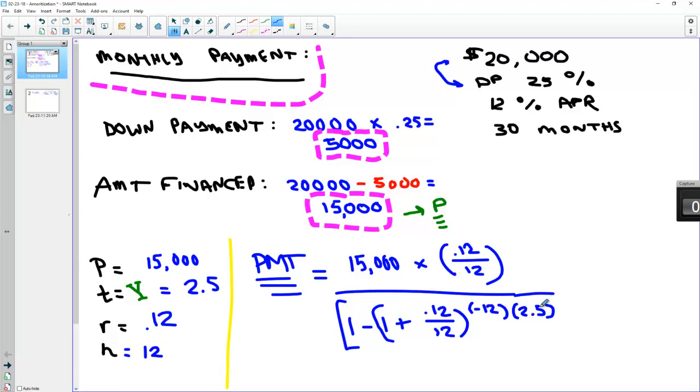All right, so I'm going to move this because I'm going to need this later, right there. But we're going to go ahead and calculate. Okay, so what we're going to do is I'm going to do it the long way.